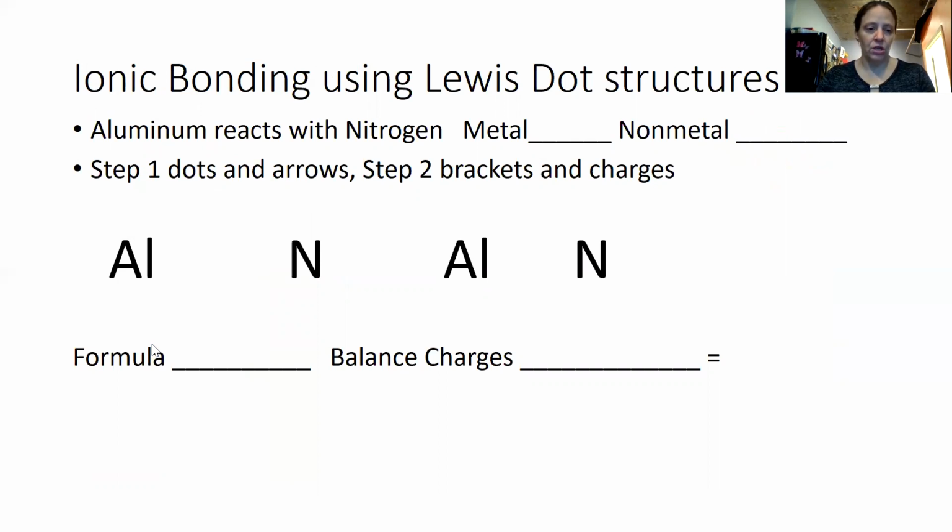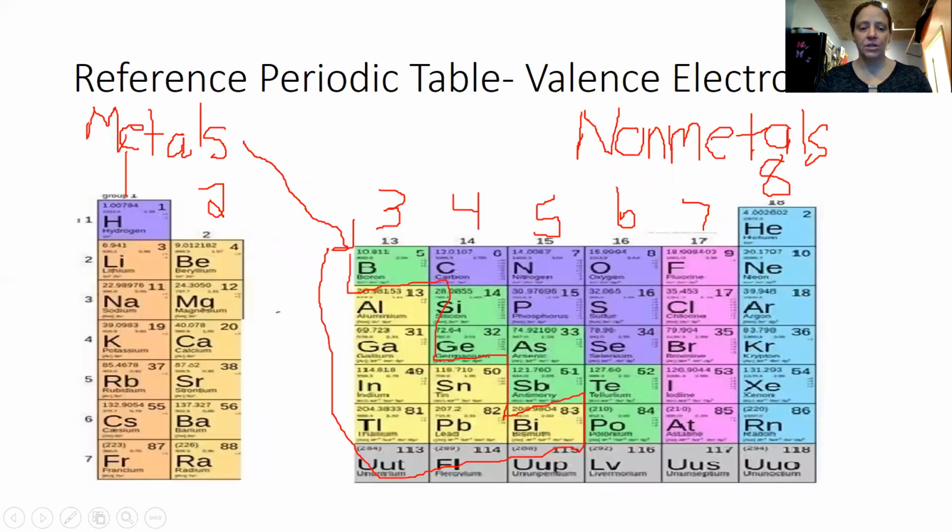Okay, so the first thing is we have aluminum. Aluminum reacts with nitrogen. So we have to decide which is a metal and which is a non-metal. Just for a quick review, we'll go back to here. Remember, metals are on the left side of the periodic table. So that's all of these yellow ones here. Those are also going to be metals. And then remember the green ones, these are metalloids. They have properties of metals and non-metals. And then we have all the ones over here, which are non-metals.